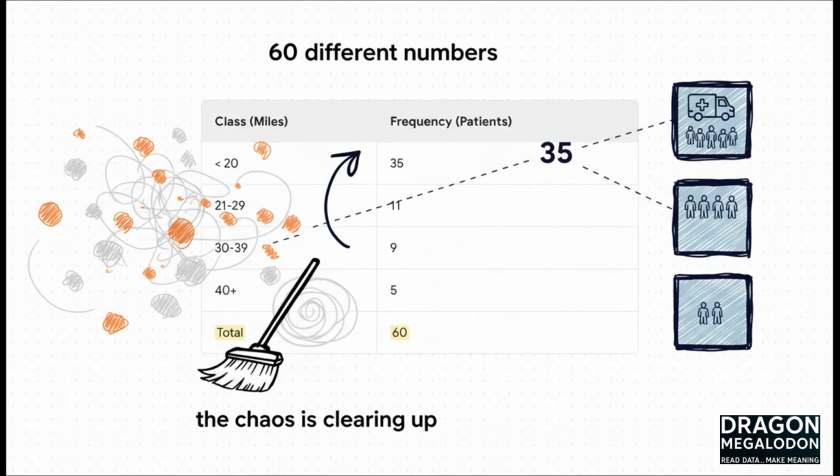And bam, here's what that looks like. Instead of trying to make sense of 60 different ambulance transport mileages, we've just grouped them into 4 simple categories. And instantly, you see a pattern, right? 35 of them, the vast majority, were less than 20 miles. Just like that, the picture is already getting clearer.